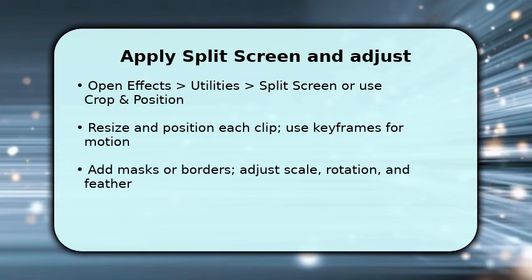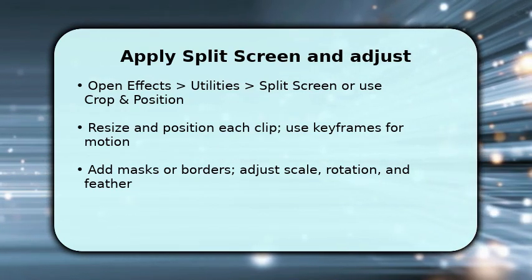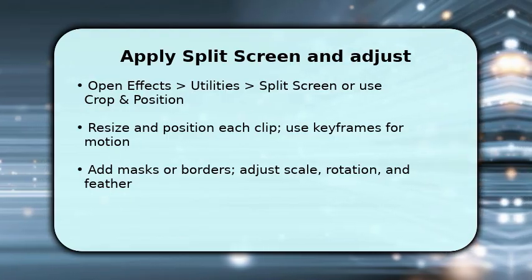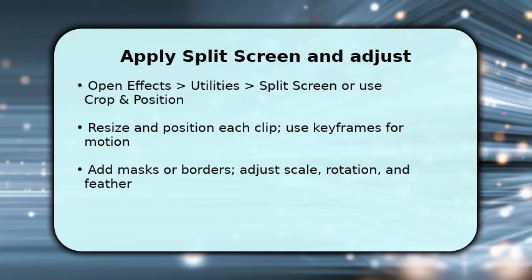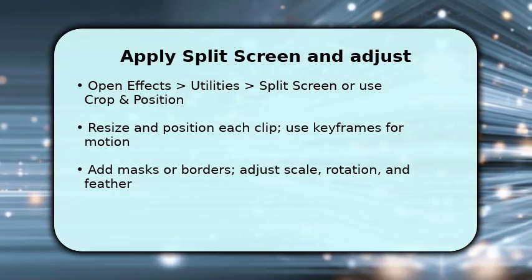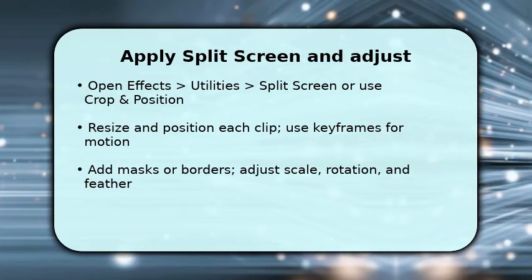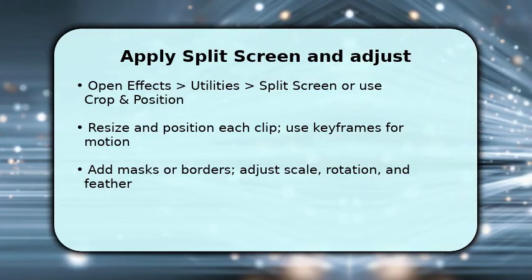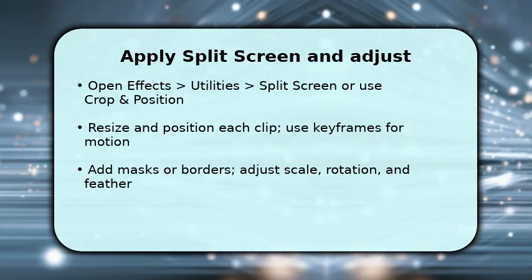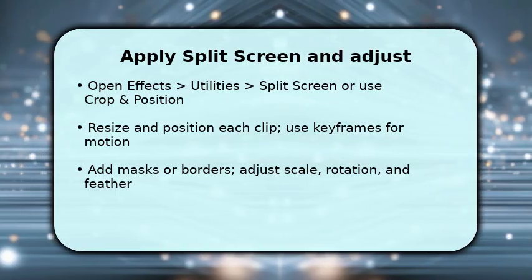Next, apply the split screen template or manually crop and reposition each clip. You select an effect from Effects Utility's Split Screen or use the crop and transform controls to size halves or quadrants. Once applied, adjust position and scale so edges align. If motion is needed, set simple keyframes for position and scale. Make sure to add a thin border or mask feather to separate frames visually. This gives a clean, professional look without distorting subjects.